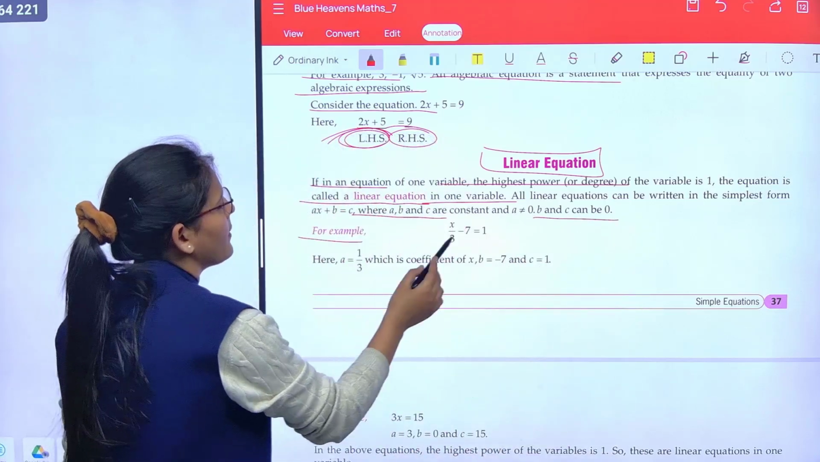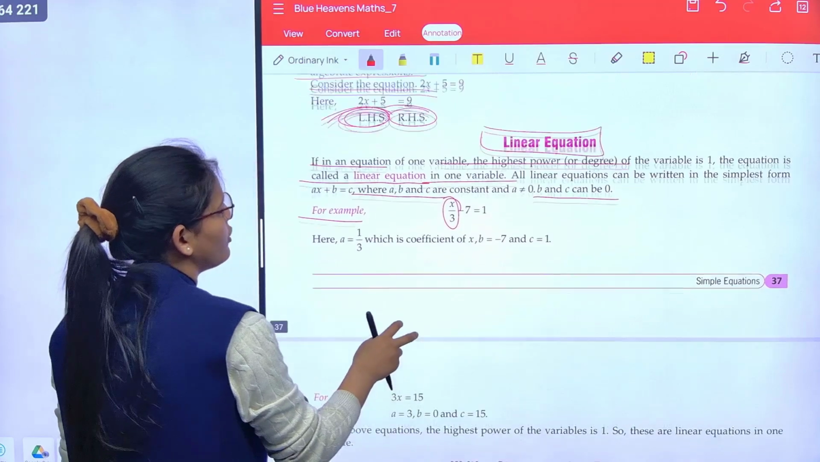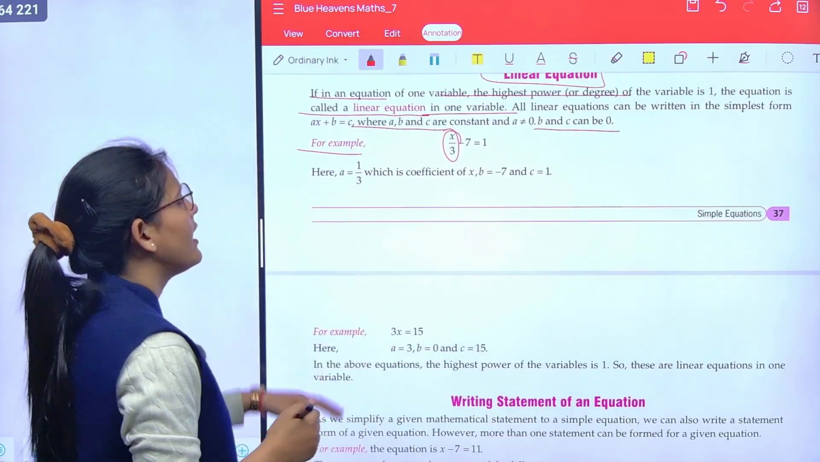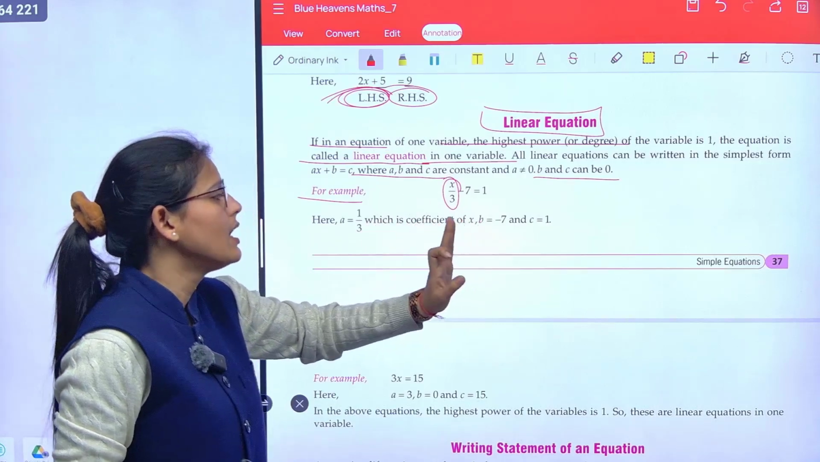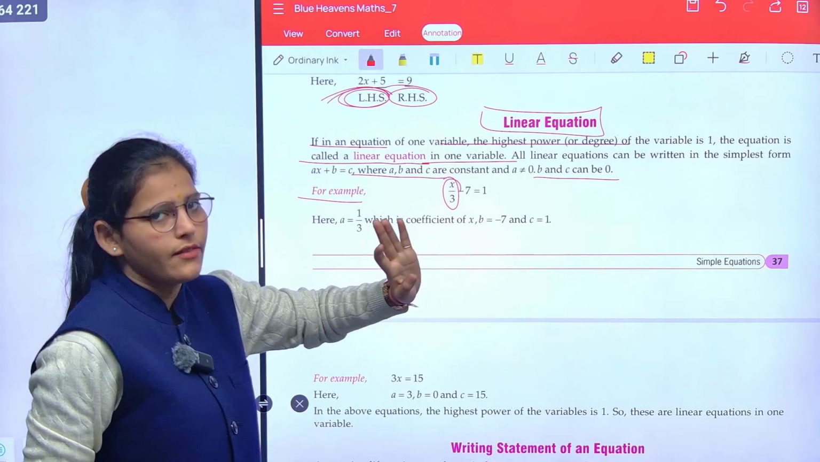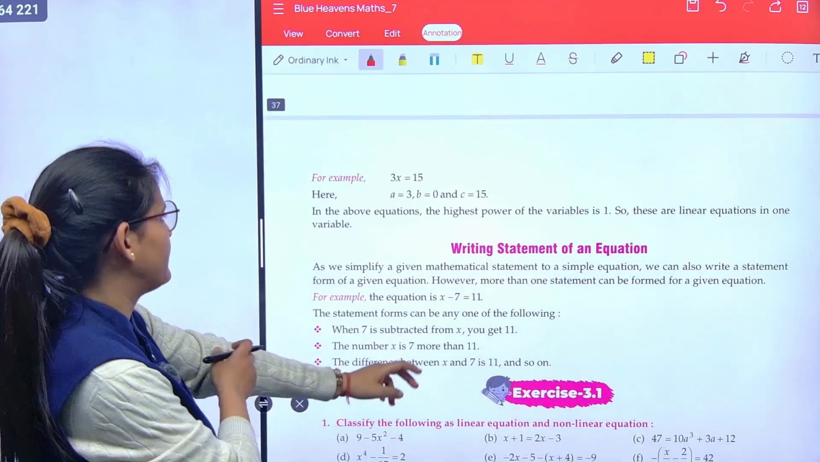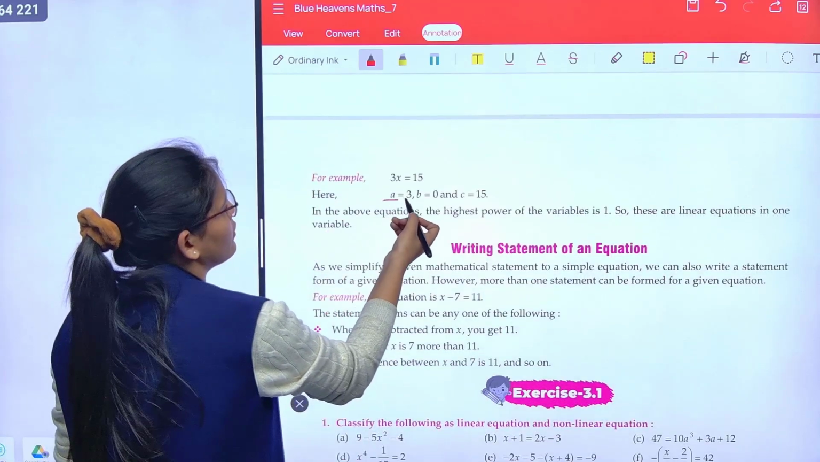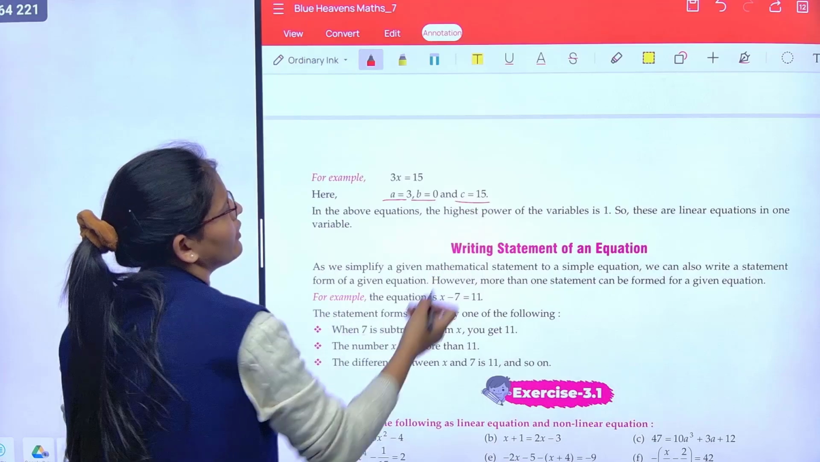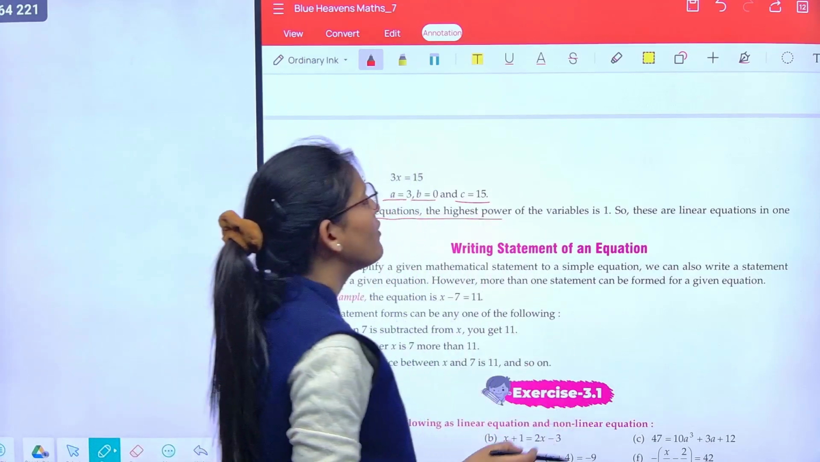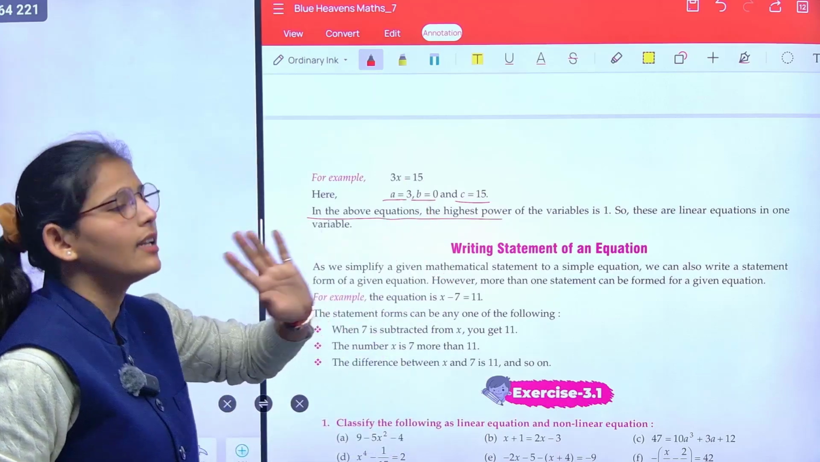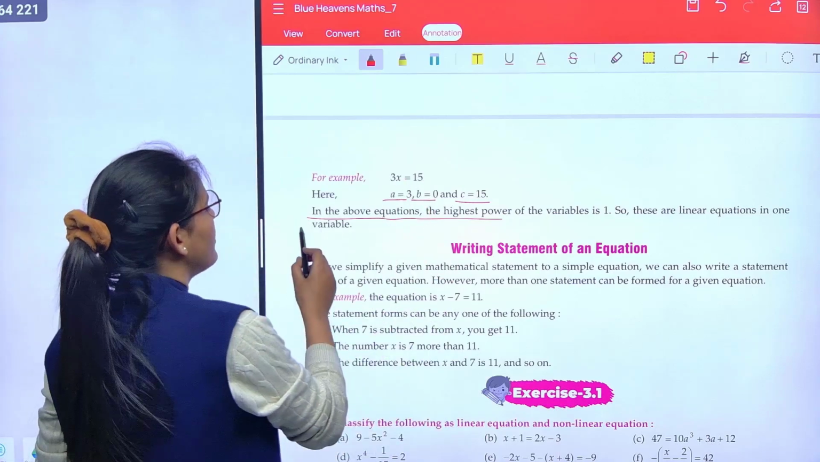Now class, for example, x upon 3 minus 7 is equal to 1. Here what will a be, class? a is 1 upon 3, which is the coefficient of x, b is equal to minus 7 and c is equal to 1. For example, a is equal to 3, b is equal to 0 and c is equal to 15. In the above equations, the highest power of the variable is 1. So these are the linear equations in one variable.